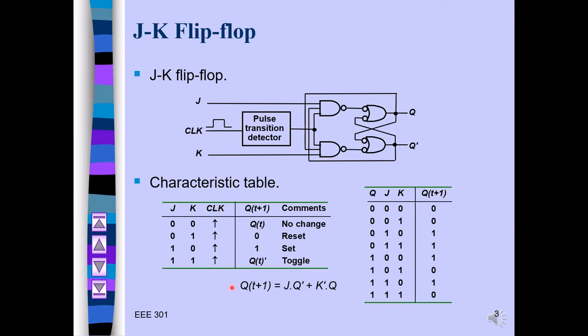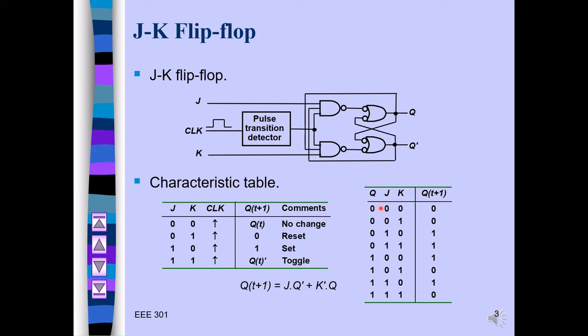At the clock edge, if JK is 0 0, no change. For 0 1, K being 1 means reset. J being 1 means set. So set and reset are 0 1 and 1 0, and 1 1 is toggle. Previously it was invalid. If you look here, Q is your present state, Q(t+1) is your next state, and J and K are your inputs.